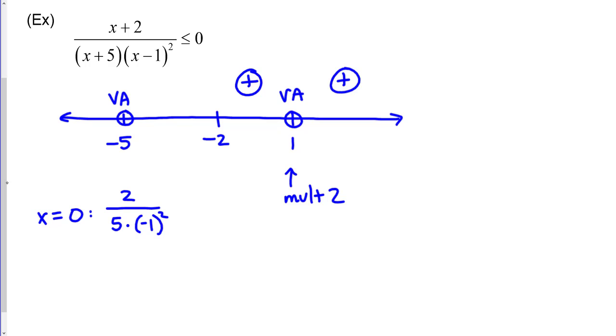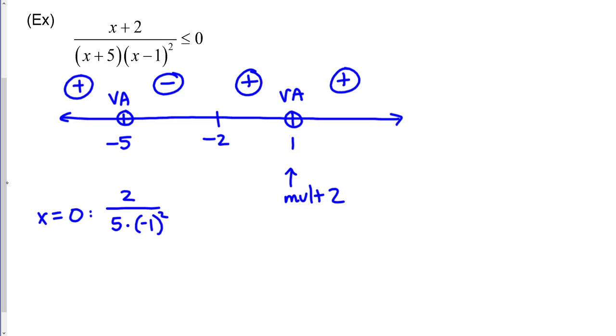Going the other direction, -2 is a 0 that is odd multiplicity. It's multiplicity 1. So I change sign. -5 is a 0, well, an asymptote, but you can think of it as a 0. They behave in the same way. Multiplicity 1. So again, I change signs.